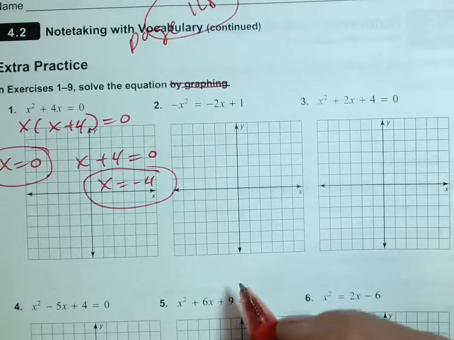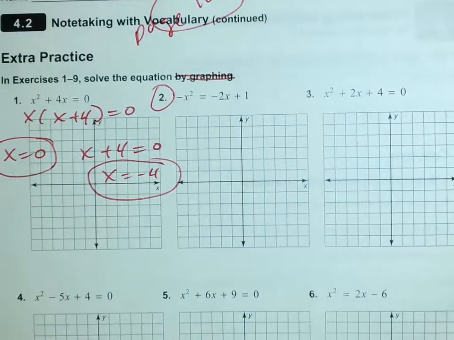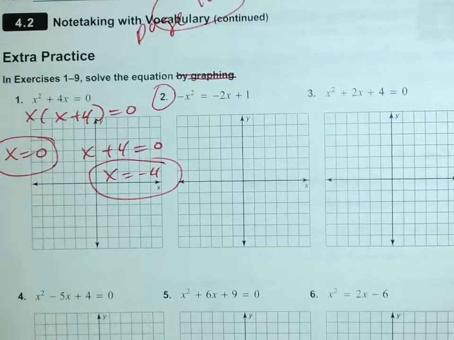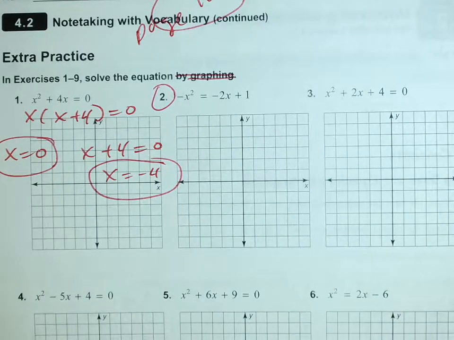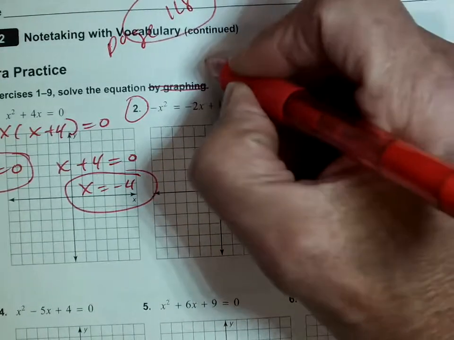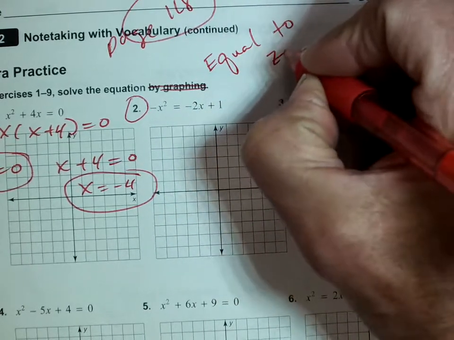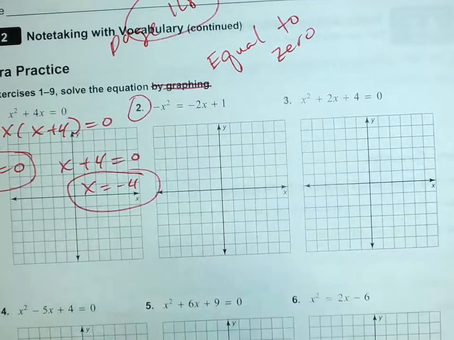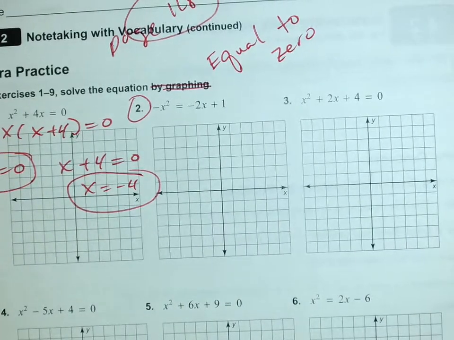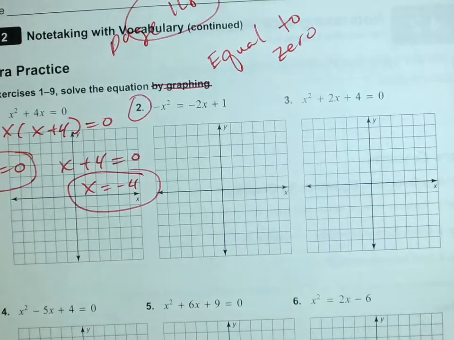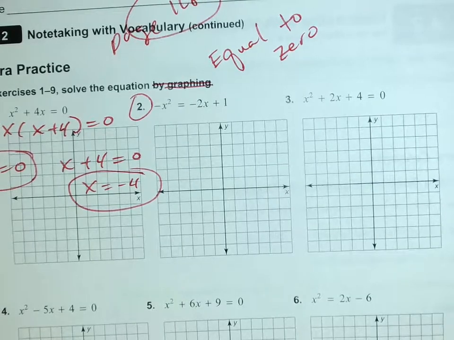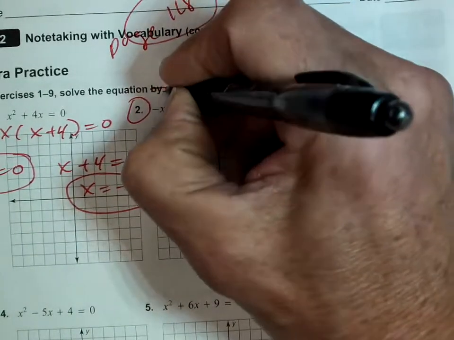Let's look at number 2. For me, I want to factor it, so what I'm going to do is this. It has to be equal to 0. I've got to make it equal to 0. I don't like negative x squared. Personally, you can do it that way, but I'm going to take this negative x squared and move it over.